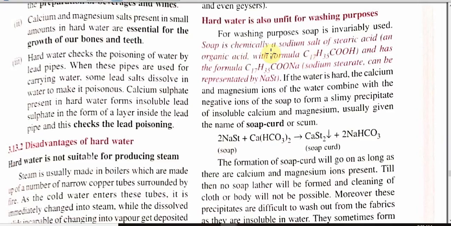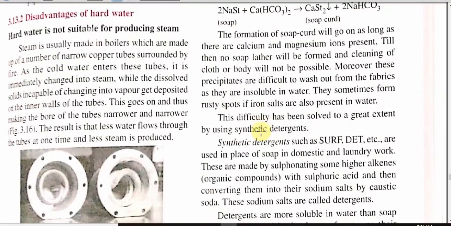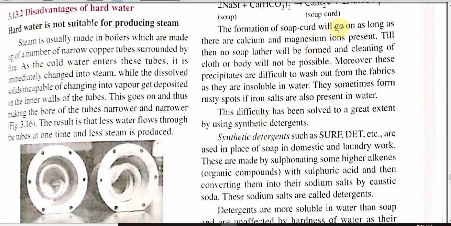Soap is chemically a sodium salt of stearic acid with formula C17H35COOH and has the shortcut formula of NaSt. If the water is hard, calcium and magnesium ions of water combine with negative ions of the soap to form a slimy precipitate that is called scum, or soap curd. The formation of soap curd will go on as long as there are calcium and magnesium ions present. Till then no soap lather will be formed and cleaning of cloth will not be possible.